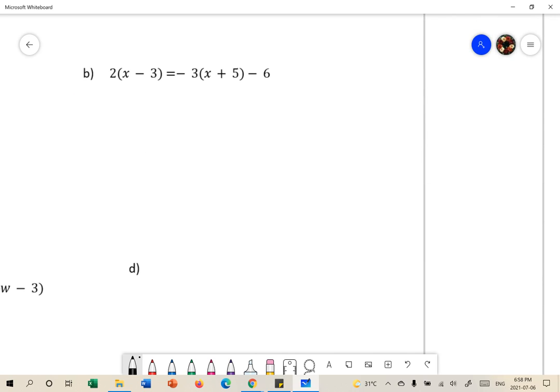B, again, I'm going to distribute first. 2x subtract 6 is equal to -3x subtract 15. And then the -6 wasn't in the bracket. It doesn't need to multiply by anything. So we're just going to add on that -6 or subtract 6 at the end there. And I'm going to simplify my right side. So -3x, and -15 subtract 6 is -21.